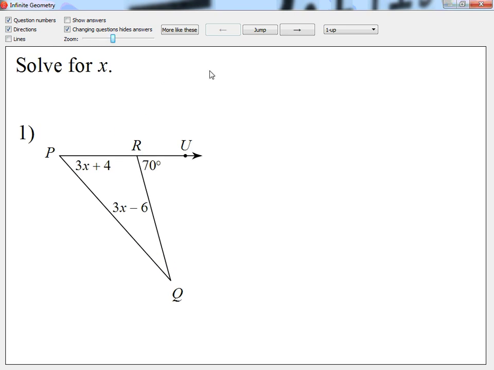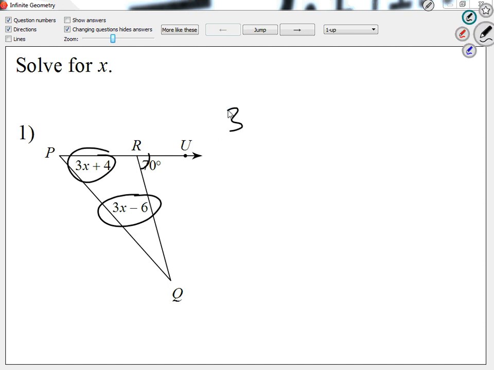Solve for x. I notice there's an exterior angle and there's two interior angles. And we talked about earlier that the exterior angle is equal to the sum of the two interior angles. So the way I'm going to solve for x, I'm going to go 3x plus 4 plus 3x minus 6. I'm adding the two interior angles, and this is equal to 70. Add the two interior angles and it equals the exterior angle.